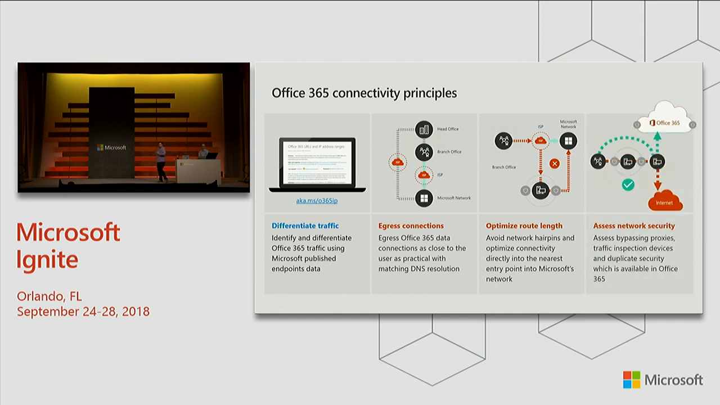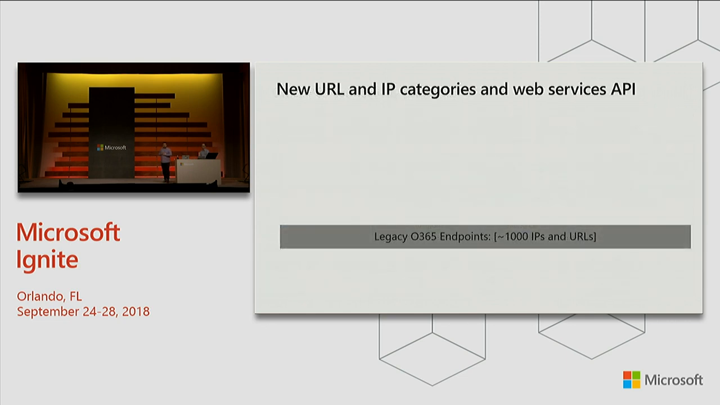And finally, with that list of differentiated traffic, assess network security. Look at where we're duplicating what you're doing at the network edge in the application layer where it doesn't cause a bottleneck. So let's dig in, starting with the differentiate traffic section.